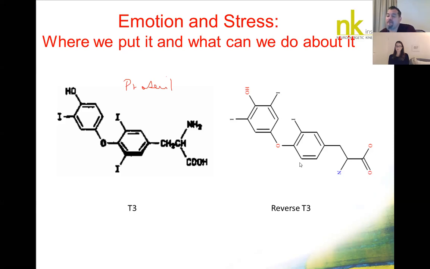So if you look on the left, you've got T3, which is an agonist at the T3 receptor.